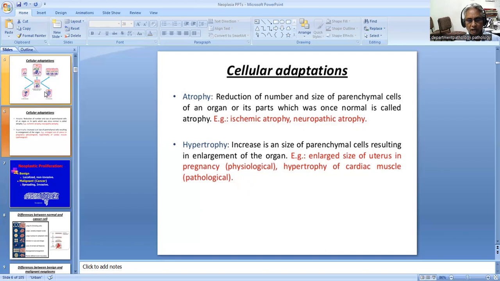What is hypertrophy? Hypertrophy, as I told you earlier, is an increase in the size of parenchymal cells, resulting in the enlargement of the organ. The commonest example of hypertrophy is enlargement in the size of the uterus in pregnancy. That is a physiological hypertrophy. Hypertrophy of cardiac muscle is pathological. So in cases of increased cardiac overload, there is a hypertrophy of the cardiac muscle, just to withstand the stress of cardiac overload. This is pathological.